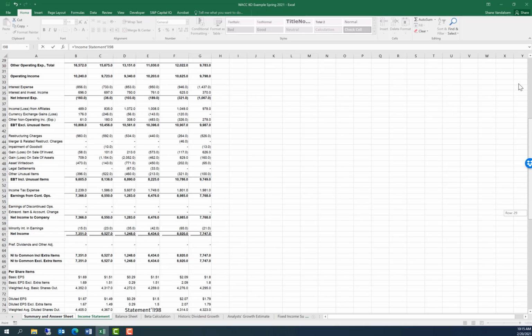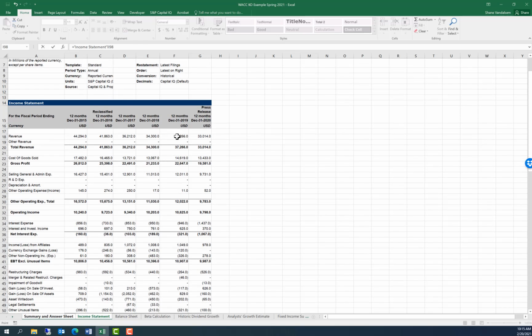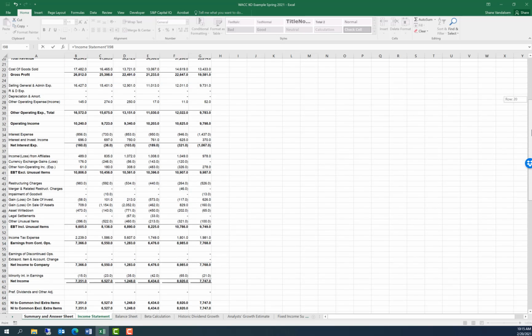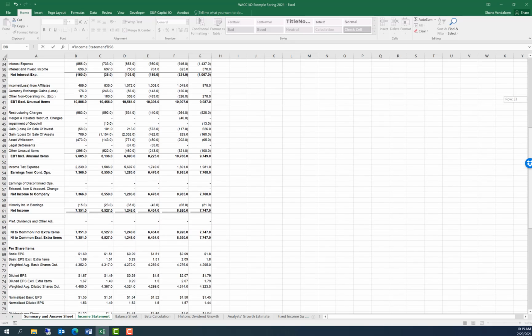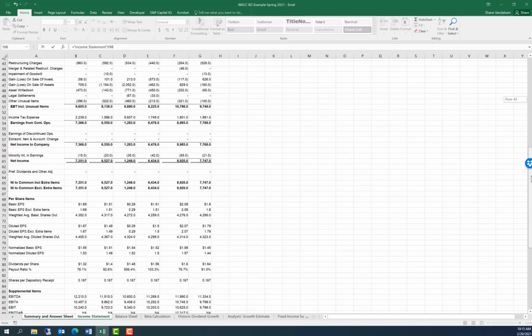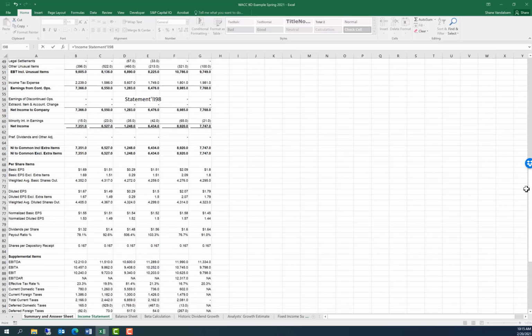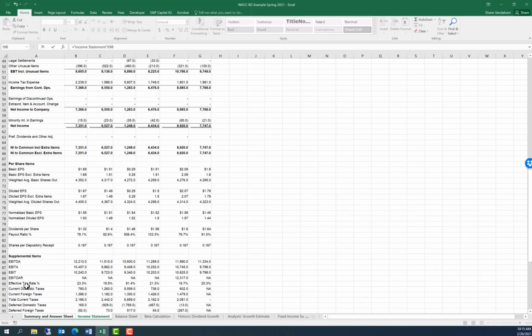I'm going to move up here. So you can see here the most recent information on Coca-Cola was from the end of 2020, so pretty recent. It is currently February 2021. And I'm going to scroll down here to keep going. Oh, here we go. Okay, so I found the effective tax rate.